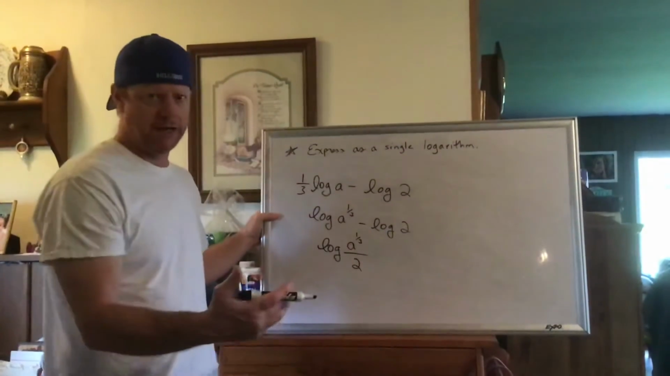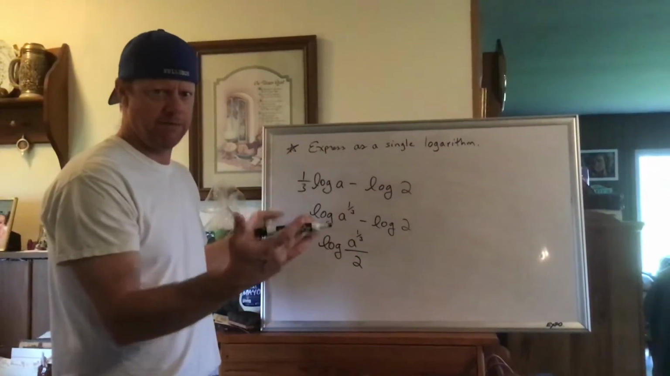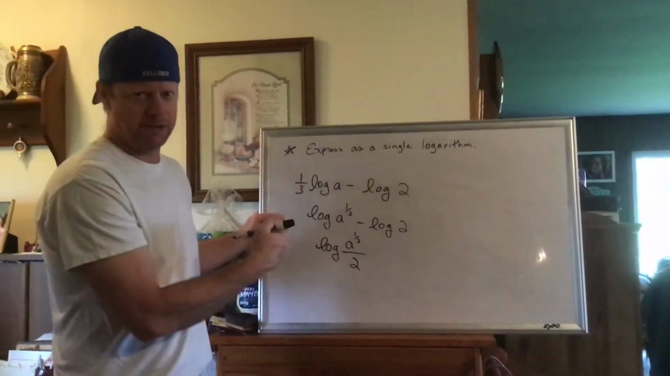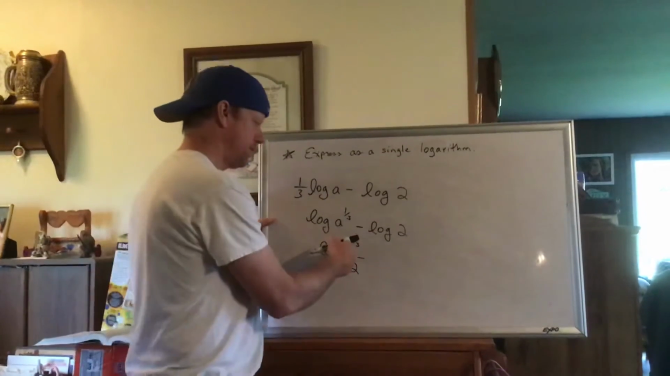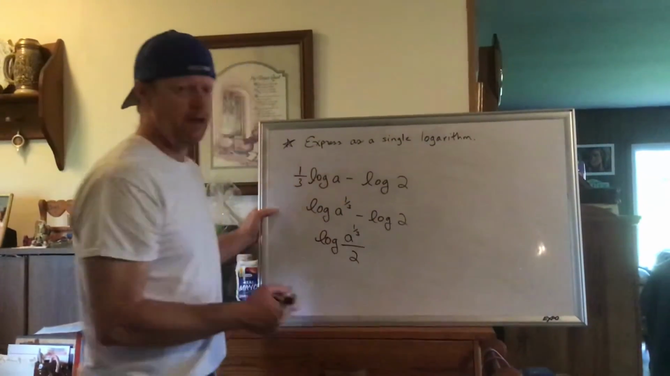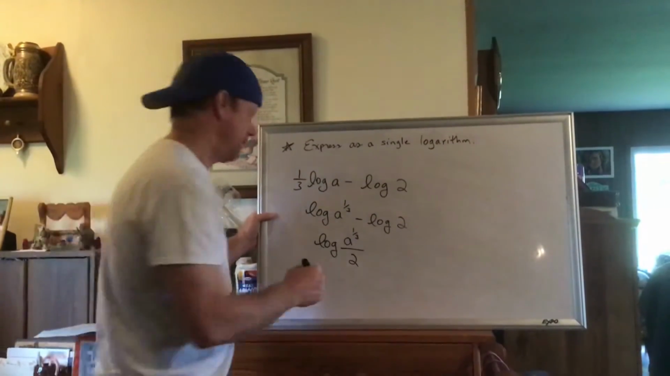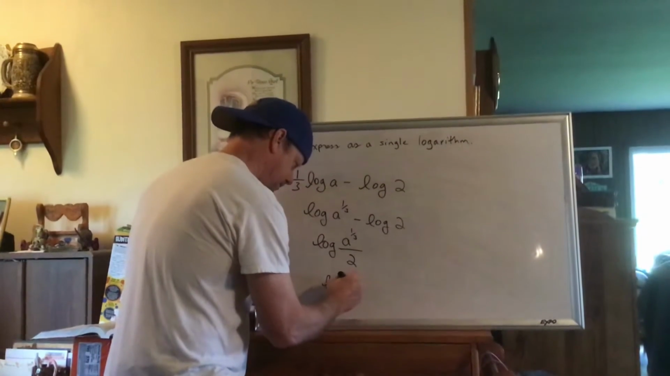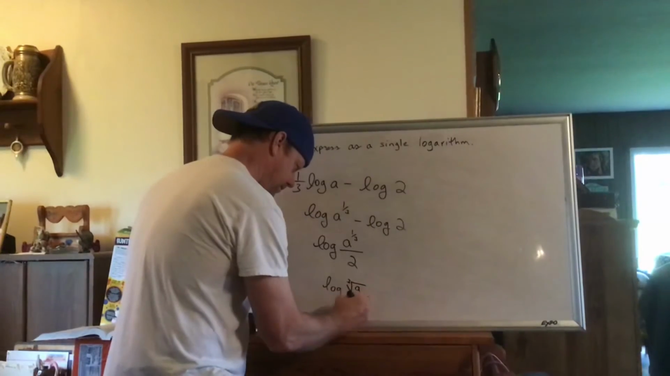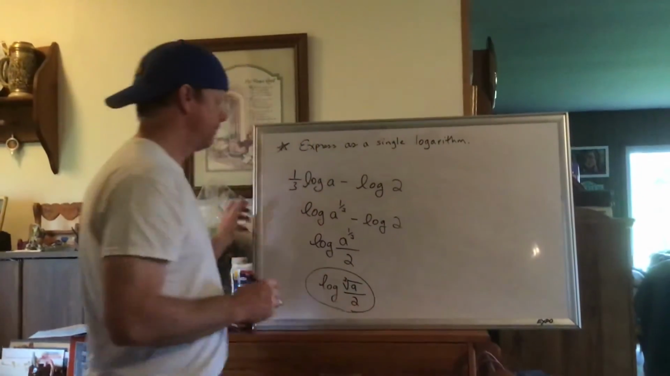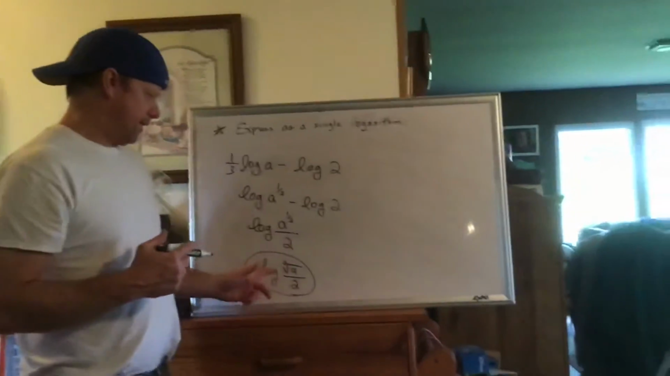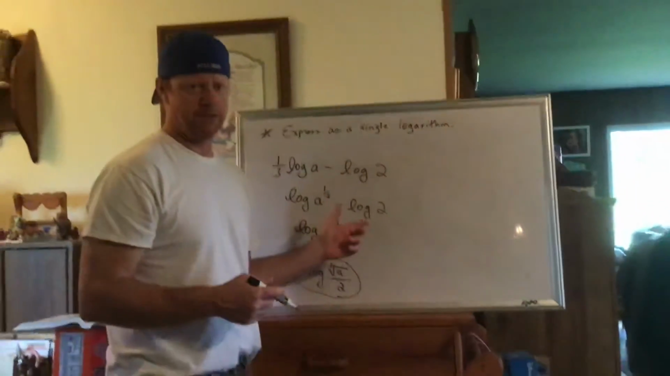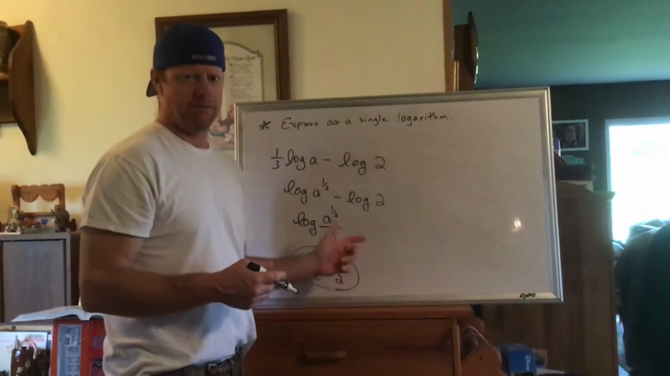So we send subtraction back to division, back to a quotient, and then, in a similar story to how I finished up the previous problem, instead of leaving it as a to the 1/3, I'm going to write it as the cubed root of a. So this is our answer, the log of the cubed root of a over 2, because we sent subtraction back to division, back to being a quotient.